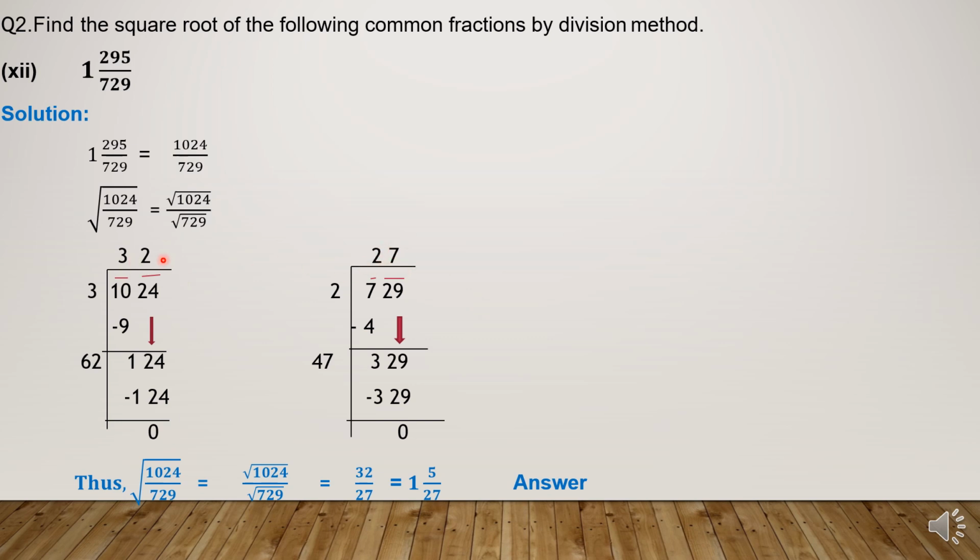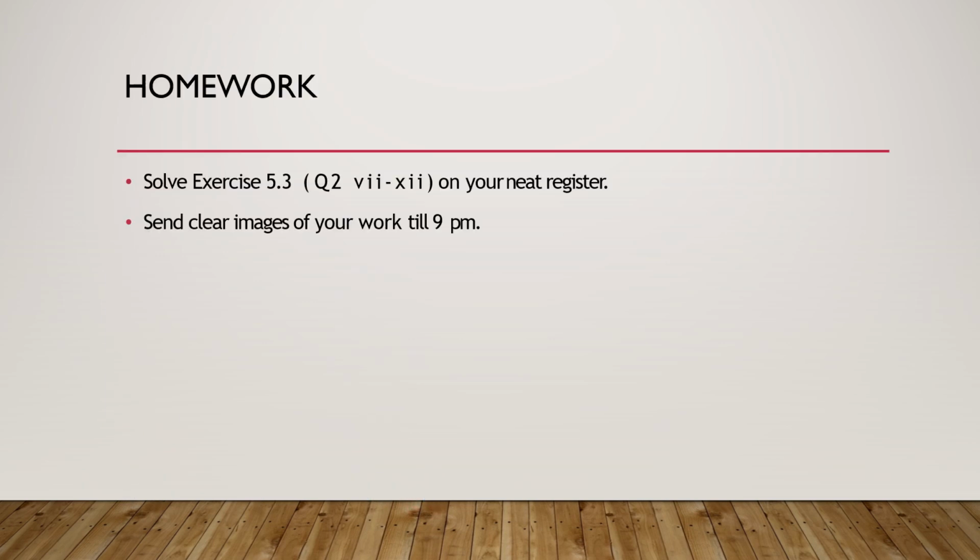Simply put your answers in this equation by rewriting this equation. Square root of 1024 is 32, square root of 729 is 27. Numerator is greater than denominator, so convert your answer into a compound fraction by simply dividing it. We get 1 whole 5 by 27.